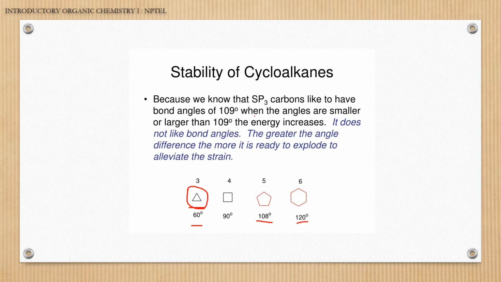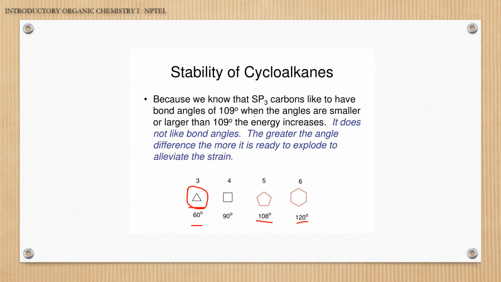Anyone? Guys, you must know this. You actually know it because you know the concept. So this is the Bayer strain theory, right? Bayer strain theory is the theory which explains the ring strain in cycloalkanes. It is the famous theory in which they claim that sp3 carbons have a bond angle of 109 degrees, and if you have a lesser bond angle than that, then ring strain develops in those compounds.